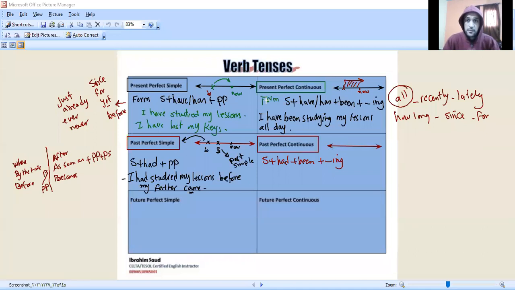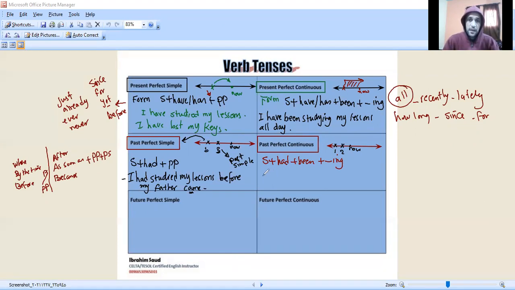Okay, this is now, and we have two actions again in the past. We have action number 1 and action number 2. When I concentrate on the idea that action number 1 lasted for a while before action number 2, I can use the past perfect continuous. Okay, so action number 1 was in progress before action number 2. This is the idea of this tense.